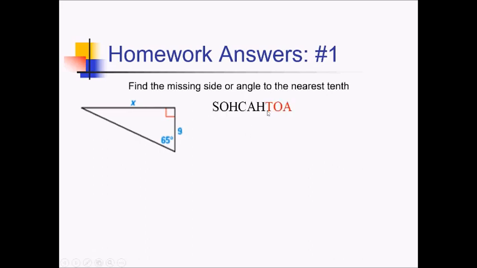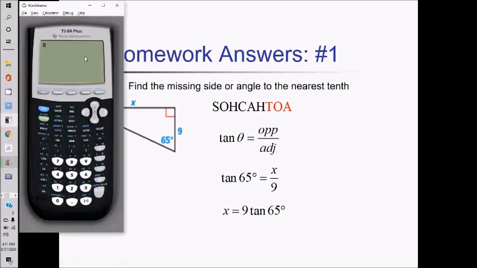So we have tan equals opposite over adjacent. So we can write tan of our angle, 65 degrees, equals the opposite side across from the angle, the x there, divided by that adjacent side, that touching side of 9. And to get x, we're just going to multiply both sides by 9. So we've got 9 times tan of 65 degrees. Let's use the calculator for that. So we've got 9 times, here's the tan button, 65 degrees, and enter. That gives us about 19.3 if we round to the nearest tenth.